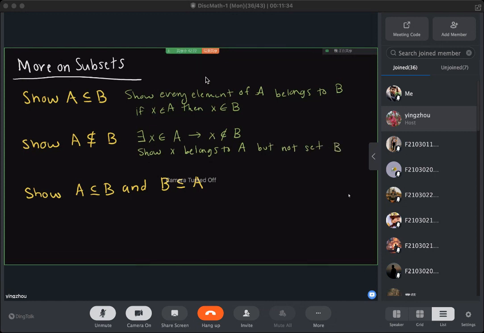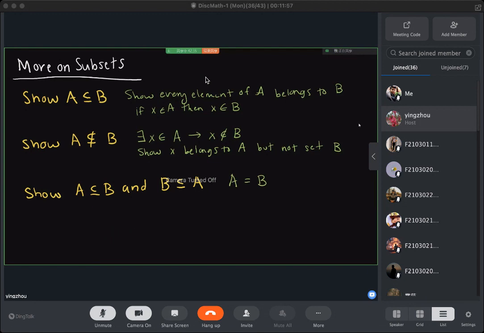And the last one says, show A is a subset of B and B is a subset of A. Now, why would this be important? Because if this is true, thinking about it this way, A is less than or equal to B, B is less than or equal to A. If both of those are true, what could we state? We could state that A is equal to B. So that's essentially what we're going to do.